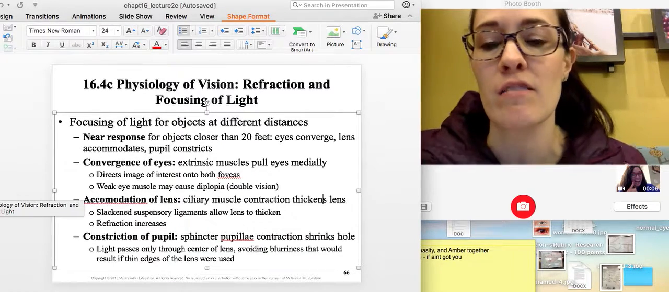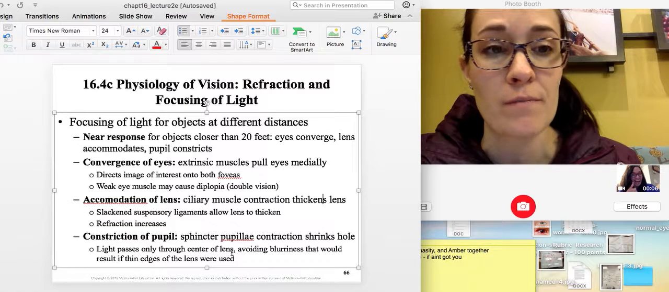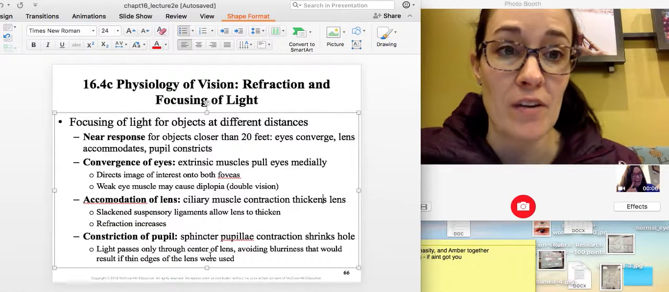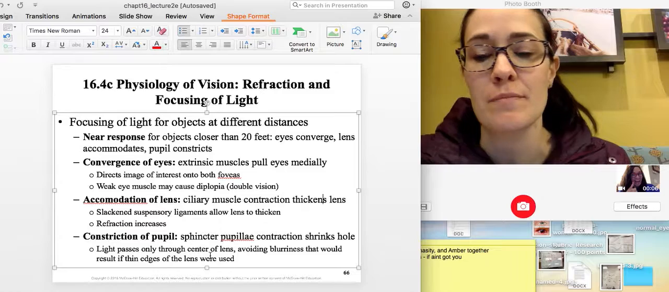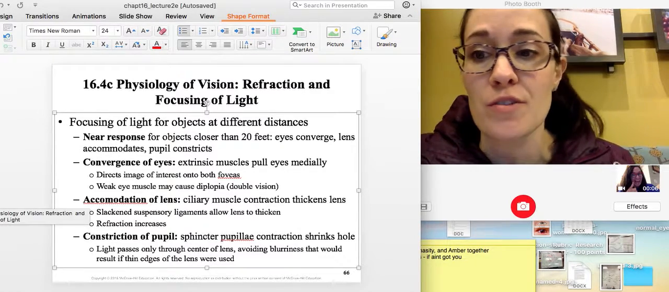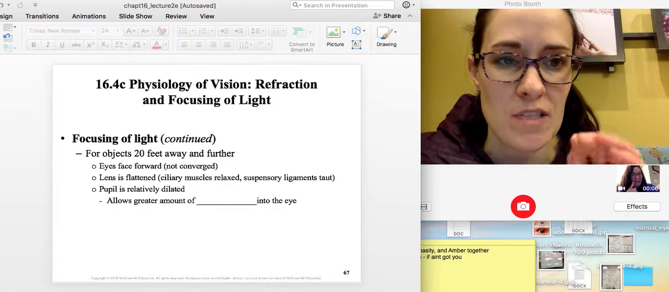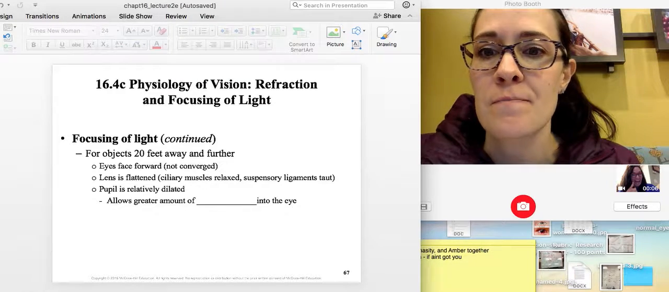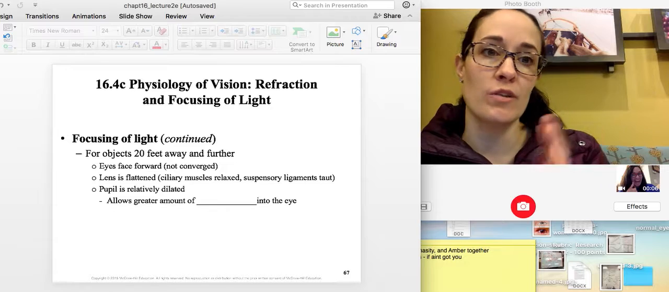The inner layer of muscles, called the sphincter muscles in the iris, will contract to make the pupil smaller, to direct the light specifically to one area in the lens. Okay, so that's when you're looking at something close.